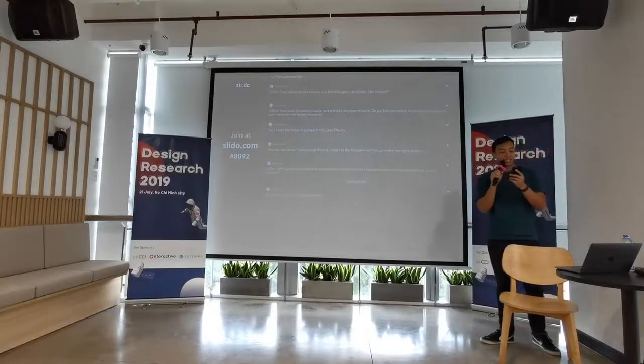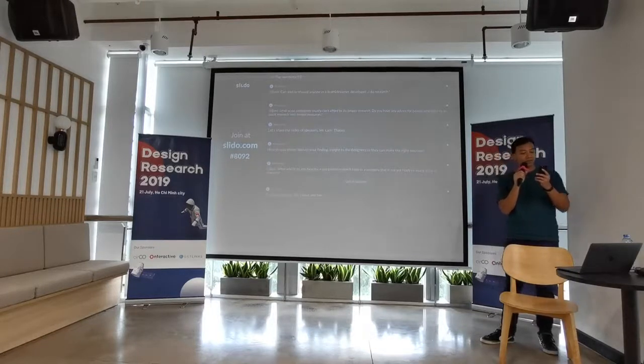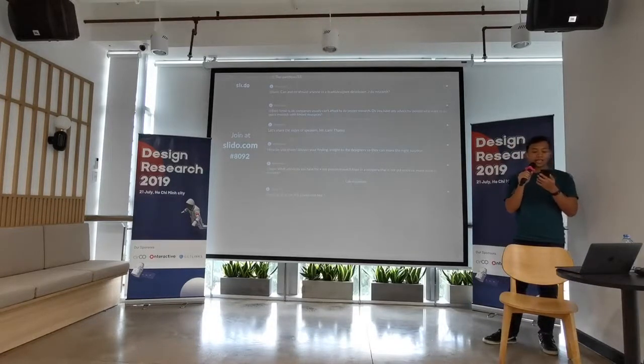And then for this one, can and should anyone in a team, designer, developer, do research? Okay, so in Grab now, we are moving to a work process where designers will do usability testing. Because the research team is small, it's quite big now, but compared to designers, it's still small. We cannot always do usability testing because there are too many, so we give usability testing training to the designers.